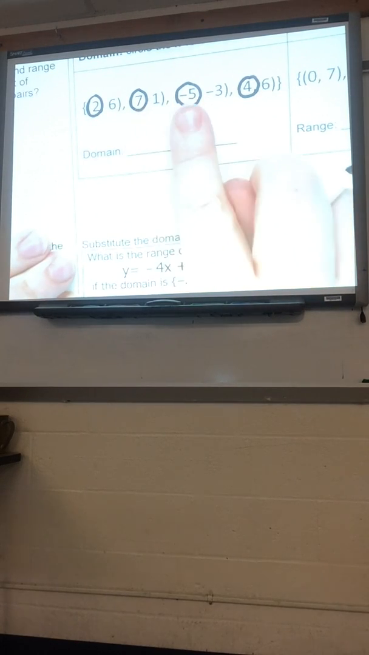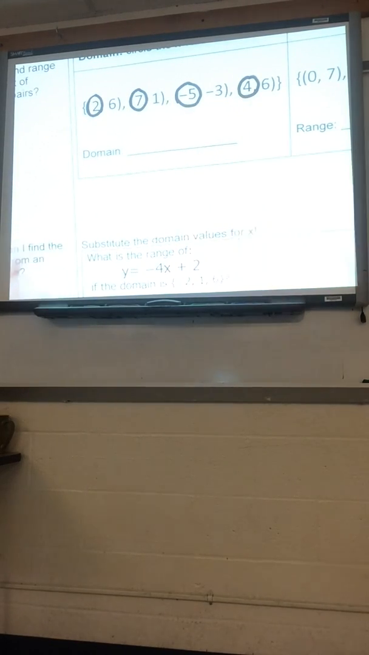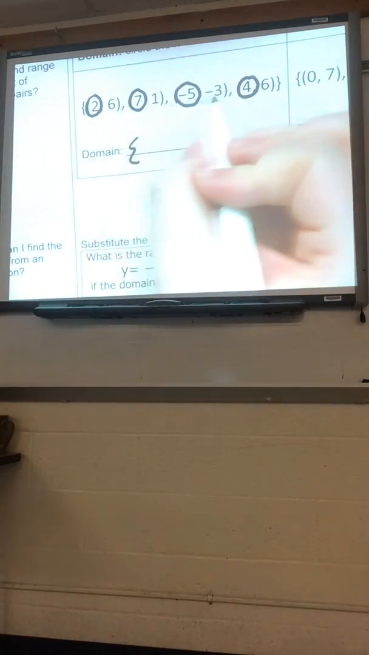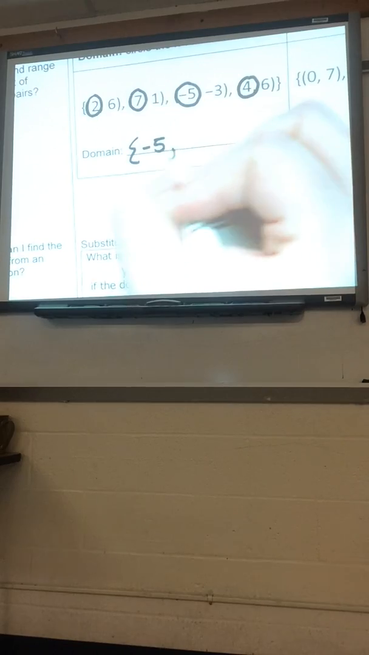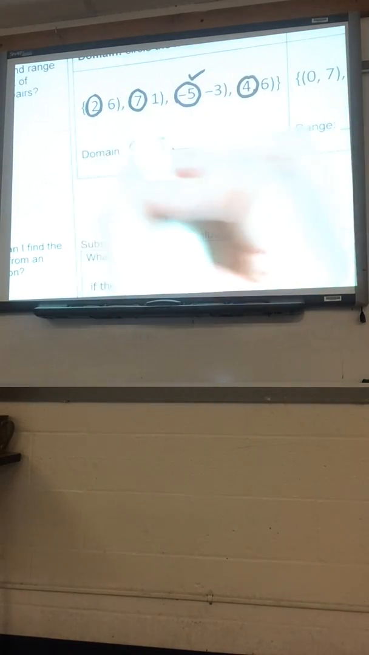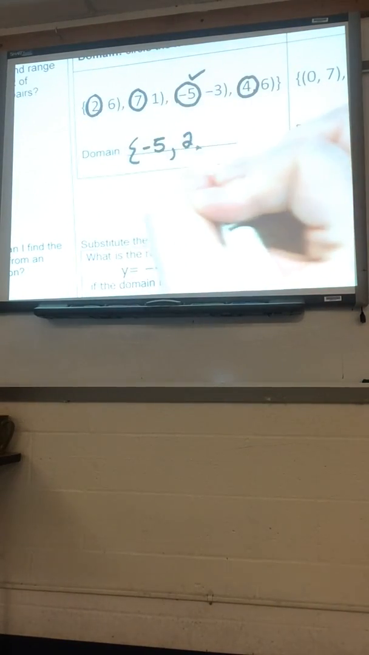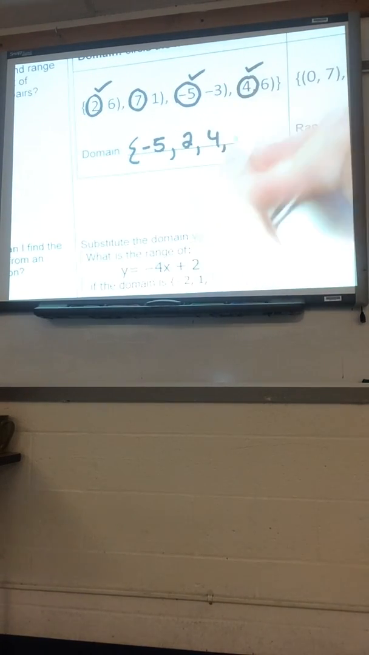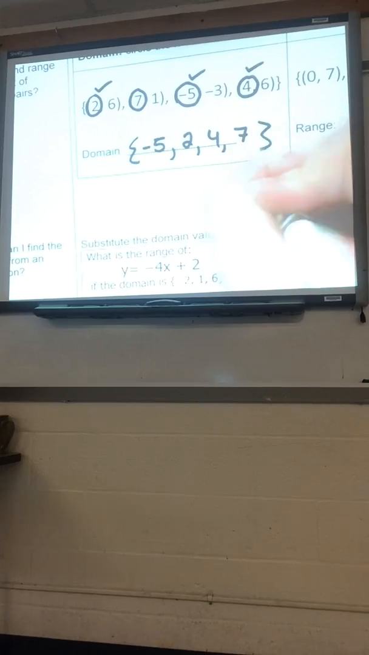2, 7, -5, and 4. And so those are the 4 numbers that are going to go into my list. Now I just need to worry about writing them in order. I start with my brace. -5 is my smallest. Oh, and then 2. And then 4. And last but not least, 7.